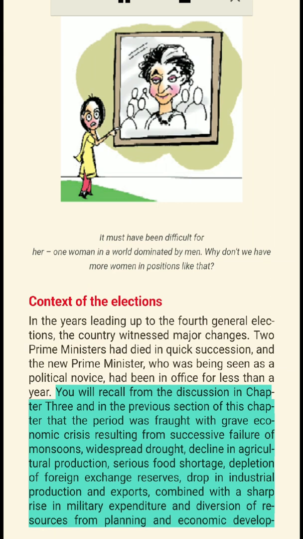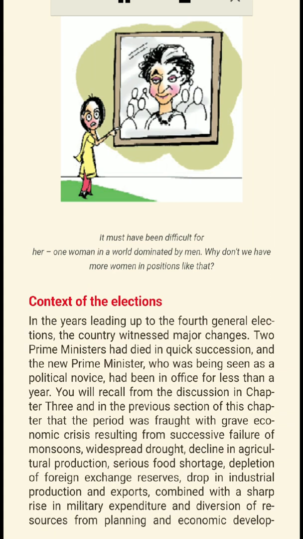You will recall from the discussion in Chapter 3 and in the previous section of this chapter that the period was fraught with grave economic crisis resulting from successive failure of monsoons, widespread drought, decline in agricultural production, serious food shortage, depletion of foreign exchange reserves, drop in industrial production and exports, combined with a sharp rise in military expenditure and diversion of resources from planning and economic development.